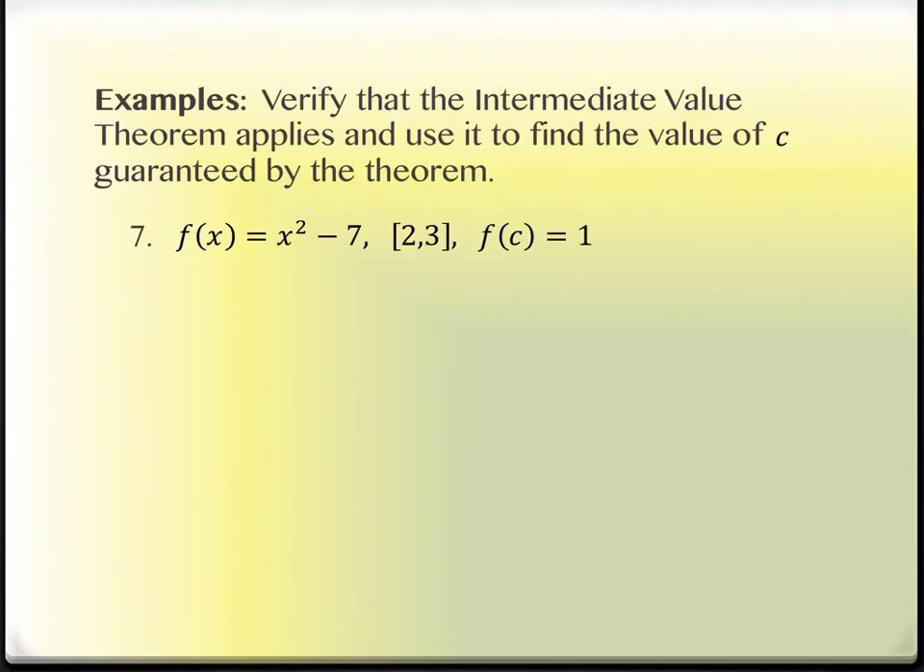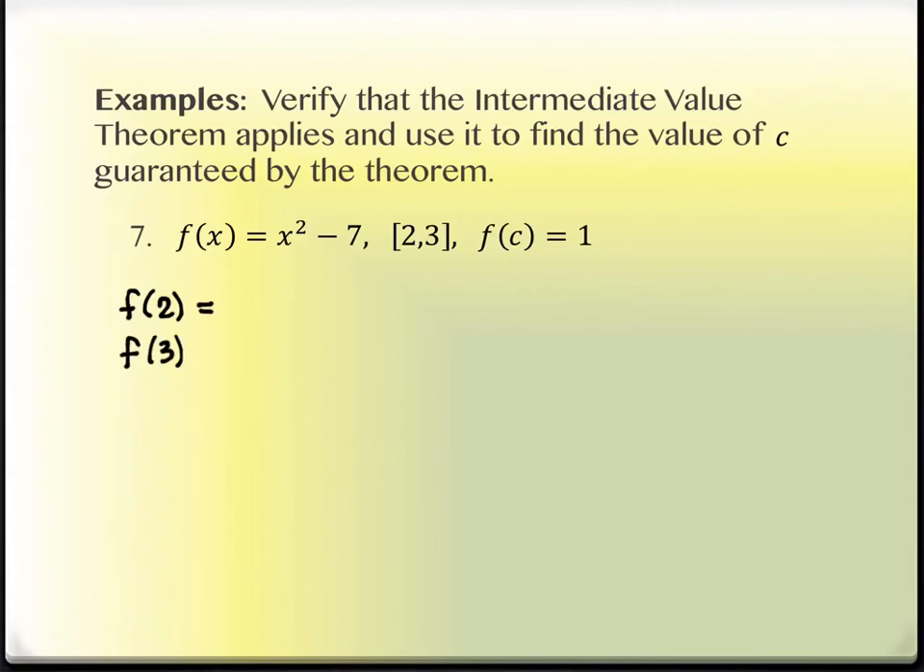Okay, so our function's a parabola. Parabolas are continuous, right? Yeah, we've talked about that. Parabolas, rational functions, lots of things are continuous. This one's continuous. We have an interval from 2 to 3 that we're looking at. So we're going to start there. So we need to first check that f of 2 and f of 3 are not equal to one another.